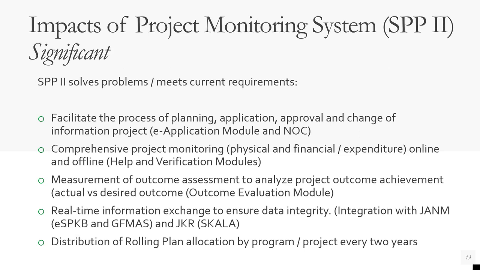SPP2 solves and fulfills current requirements, promoting the preparation, review, approval and modification of project information, the e-application module and NOC, robust online and offline project control, physical and financial spending, help and verification module, measurement of the performance evaluation to evaluate achievement of the project outcome, actual versus desired outcome, which is the outcome evaluation module, and exchange of information in real time to ensure integrity of the data, done by JANM, integration with JKR, Scala and ESPKB and GFMAS. Every 2 years, the allocation of the rolling plan is by program or by projects.